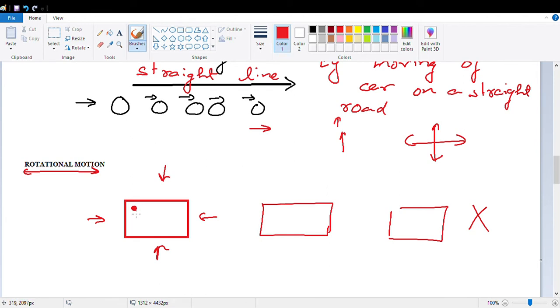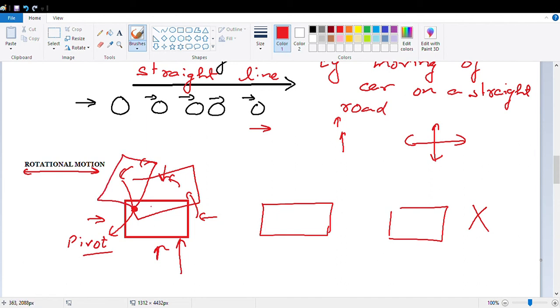What is the possibility? If you apply the force in that direction, the body will start to rotate about this point. The point where you have fixed it is called the pivot. The body will start to rotate about this point, and the motion will be like that. Did you get it, everyone?